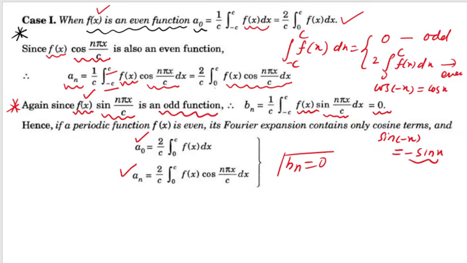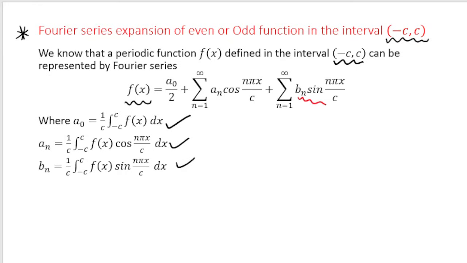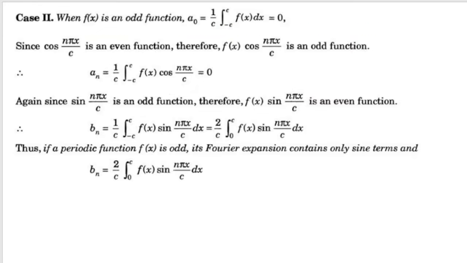Very important. What is important here? In case you are expanding a function f of x, which is an even function, in the interval minus c to c, in that case the Fourier coefficient b n is equal to 0. I am putting 3 stars here. So it means that if the Fourier coefficient b n is equal to 0, there will be no sine term here. It will only have the cosine term.